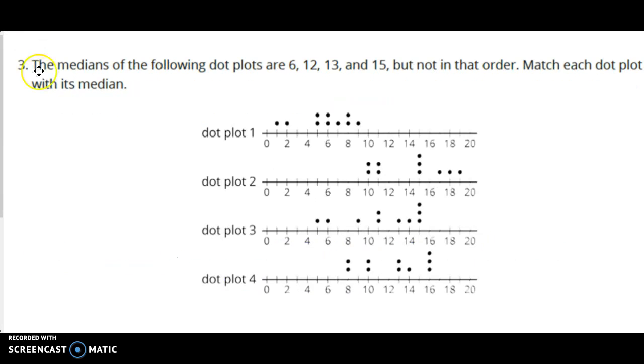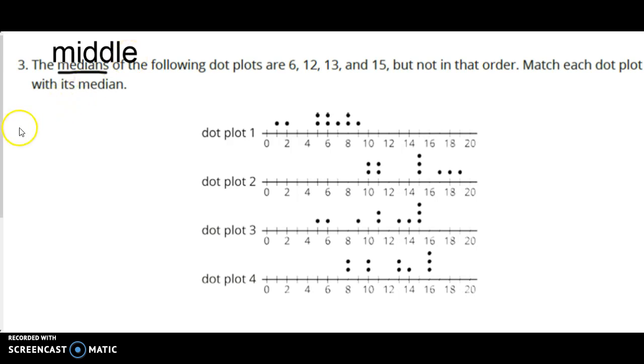Okay, number 3, I'm going to do part with you, and then you're going to do part on your own. It says the medians. So when we see the word median, we always want to write what? Yep, middle. So the middle of the following dot plots are 6, 12, 13, and 15, but not in that order. Match each dot plot with its median.